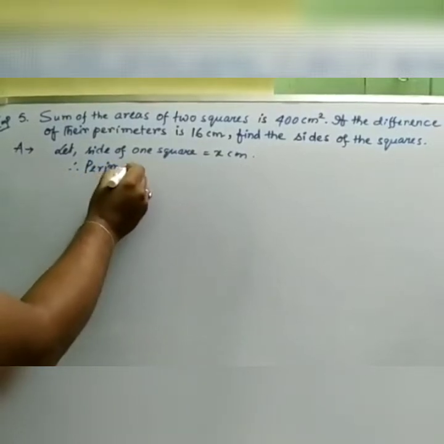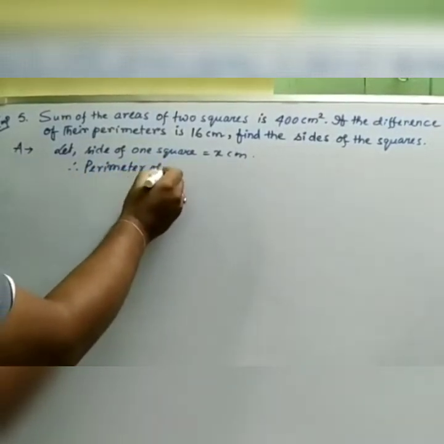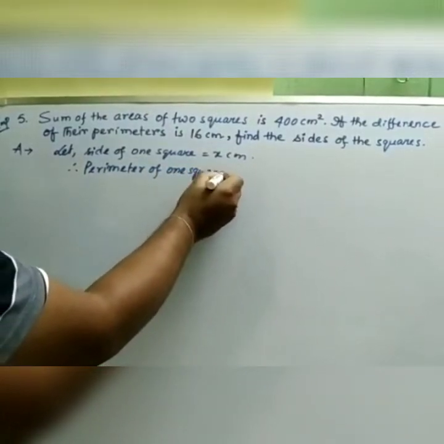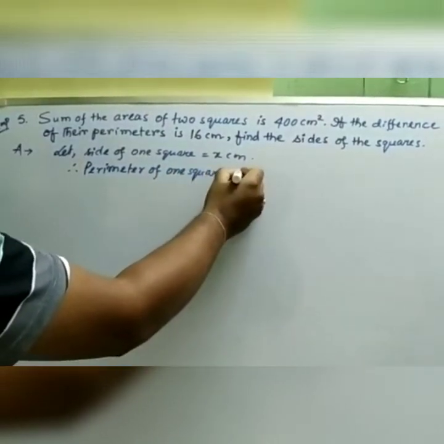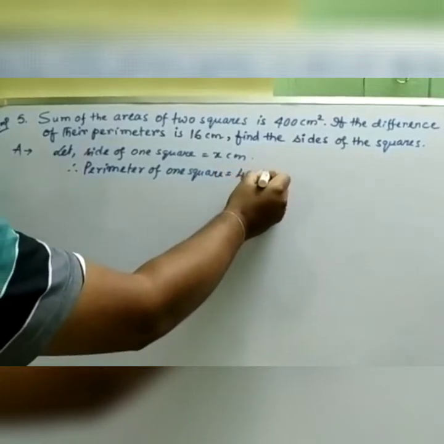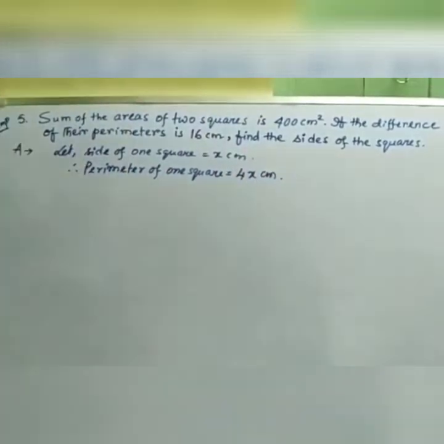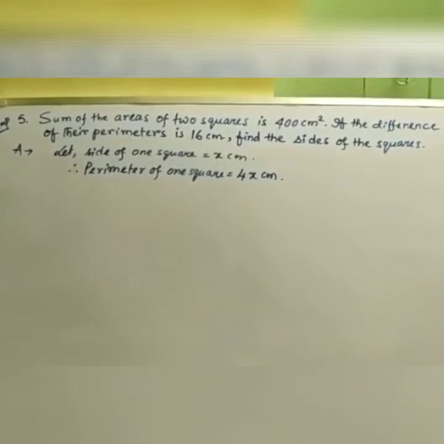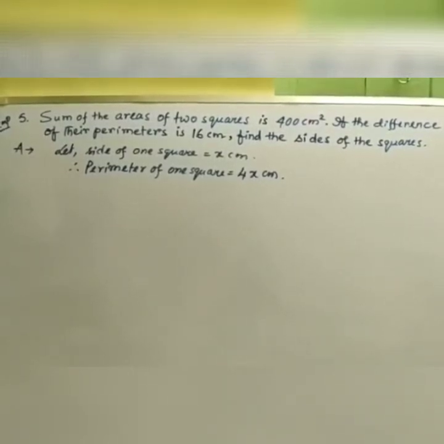Perimeter of one square equals 4 times x, because 4 into side is the perimeter. Okay, so that is 4x, yes or no? After that we have the condition that the difference of the perimeters is 16 cm. So we need to find the perimeter of the second square.